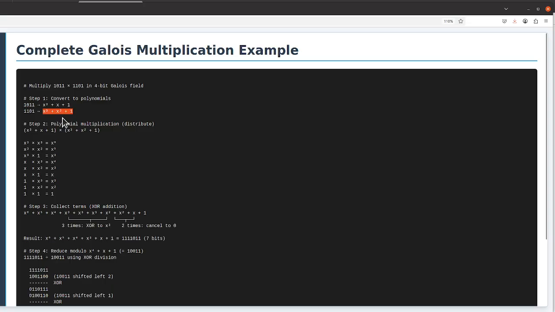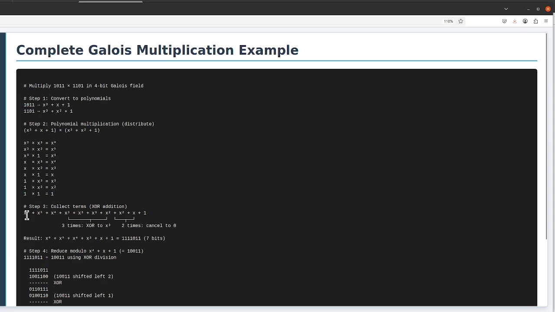Step 1 is polynomial multiplication. We multiply x cubed plus x plus 1 times x cubed plus x squared plus 1, using the distributive property. Let me multiply each term. X cubed times x cubed equals x to the 6. X cubed times x squared equals x to the 5. X cubed times 1 equals x cubed. Then x times x cubed equals x to the 4. X times x squared equals x cubed. X times 1 equals x. Finally, 1 times x cubed equals x cubed. 1 times x squared equals x squared, and 1 times 1 equals 1.